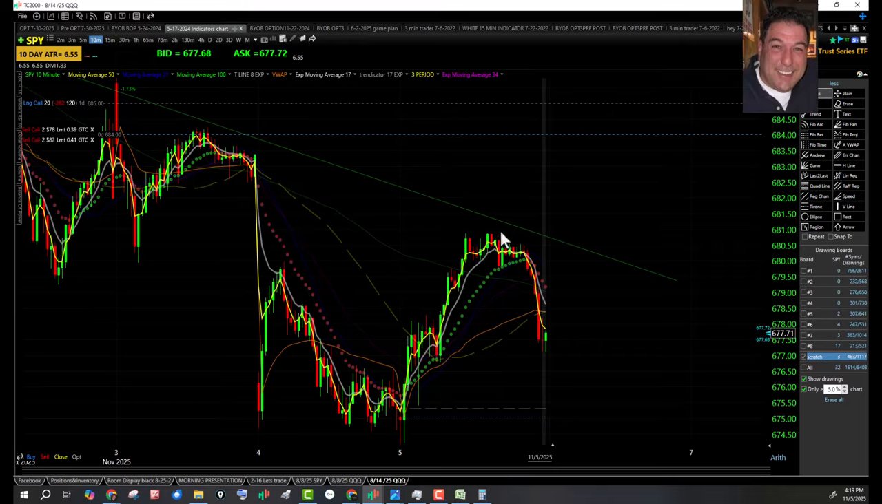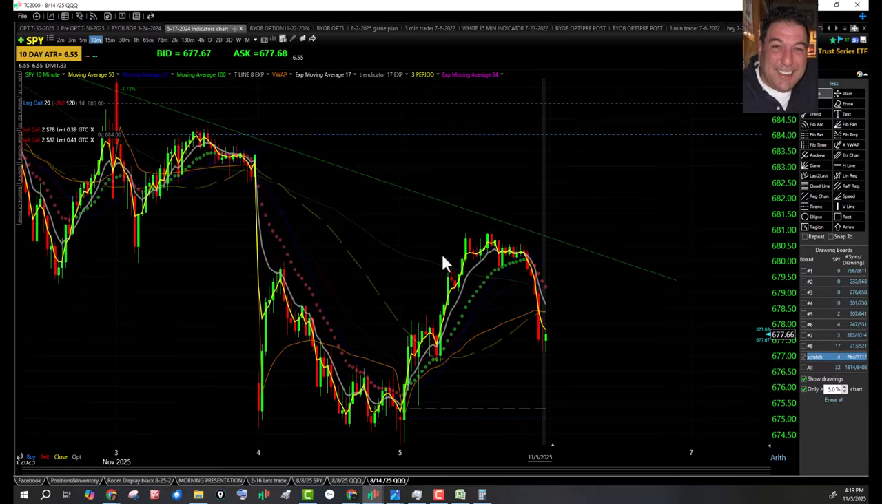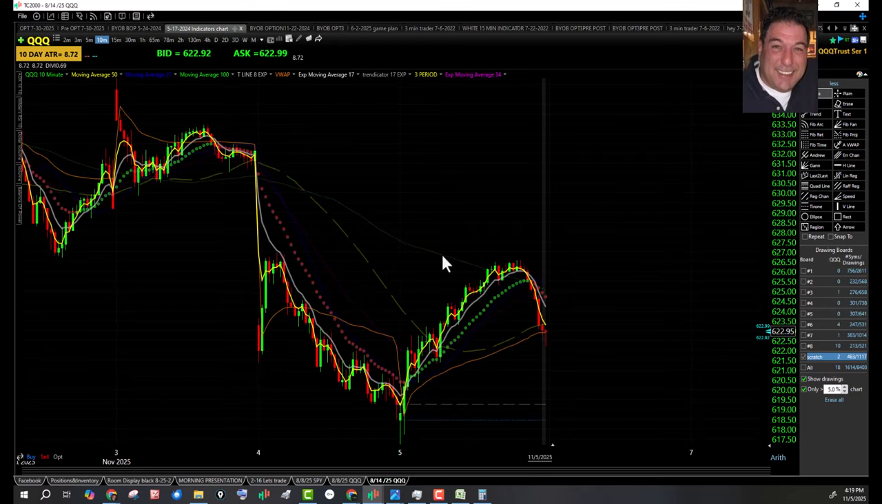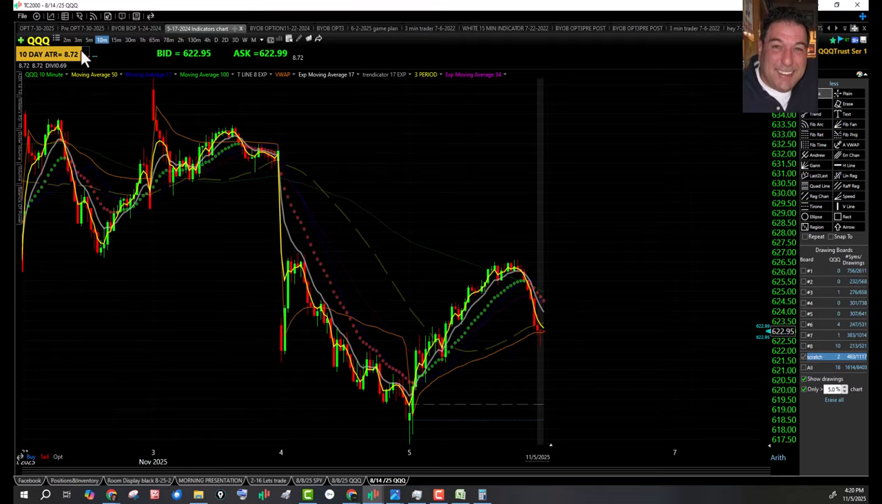They got, task accomplished right there, making the higher highs. Back to the QQQ. See how they missed it right here? Okay, so maybe they're not done. We'll see. Okay, but here QQQ failed to make the higher high. So not a good sign for the QQQ. All right, so there's a 10-minute chart.